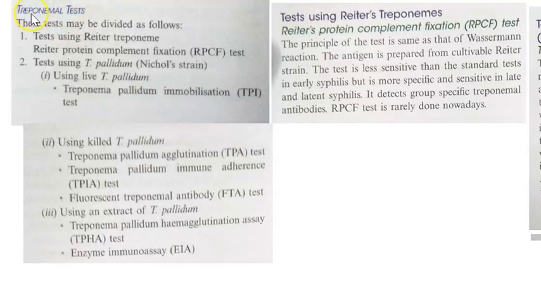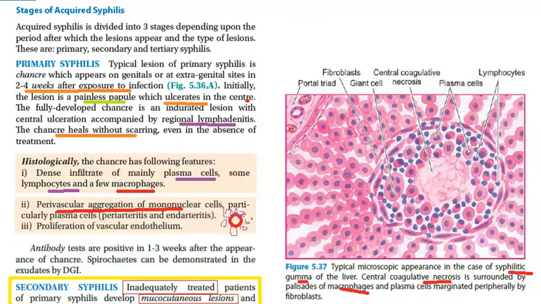Guys, within this treponemal test, right, there are so many. Like you can use the live Treponema pallidum, the killed Treponema pallidum. So many types are there. In microbiology you can read, okay. Under treponemal itself, you have using the live, using the killed, etc. Let's just take a recap of this acquired syphilis from this pathology textbook.